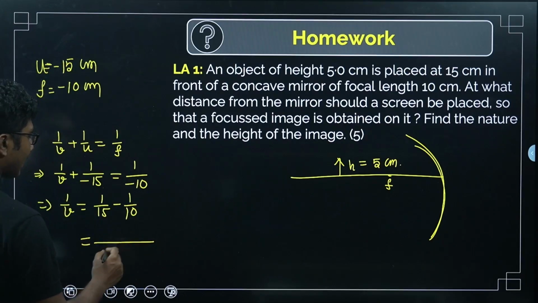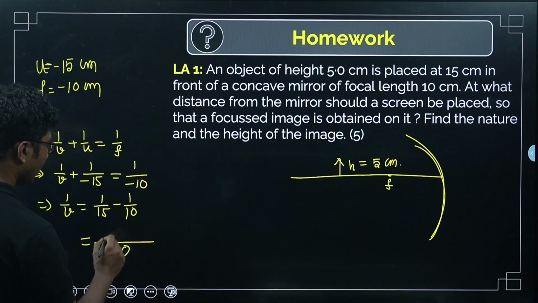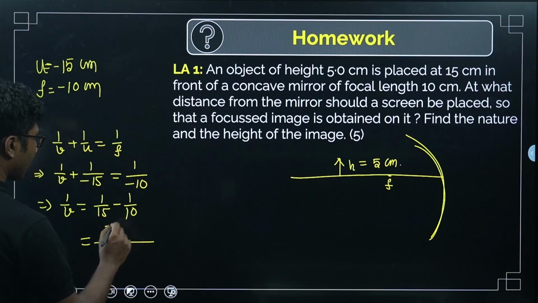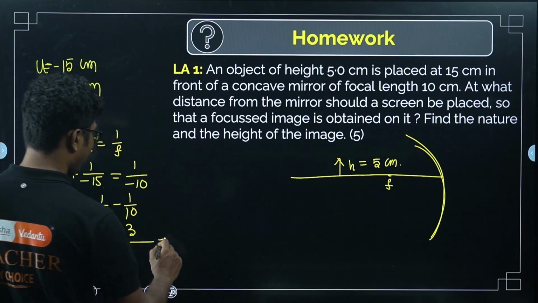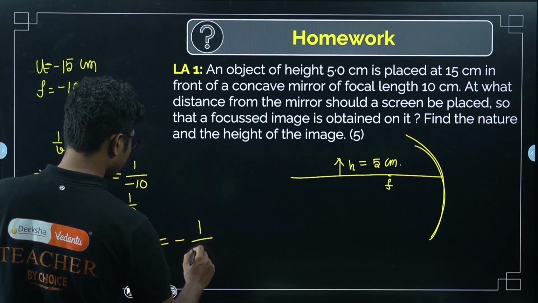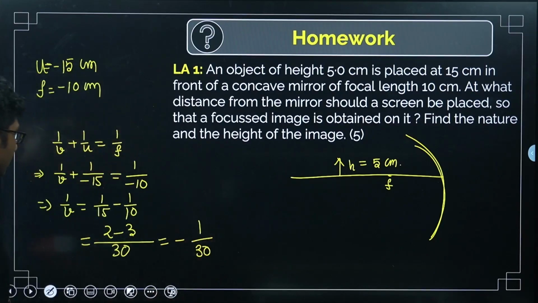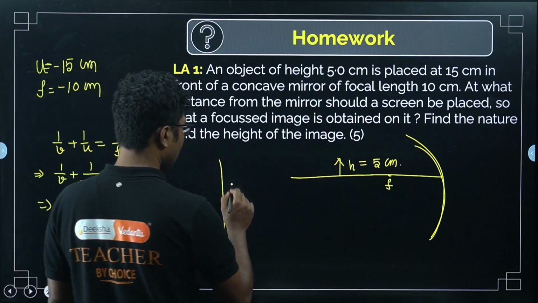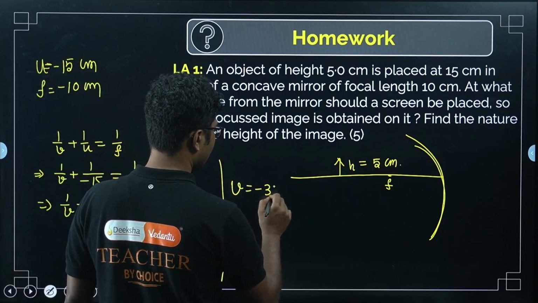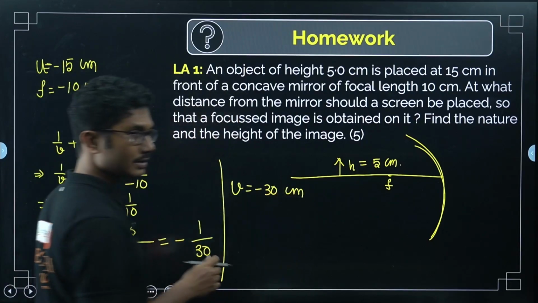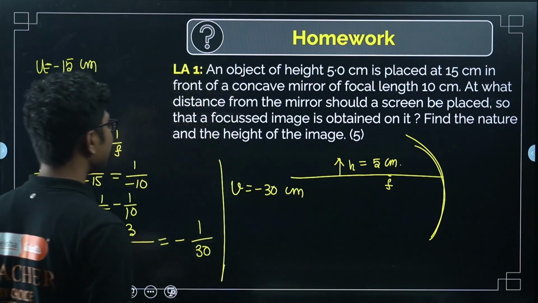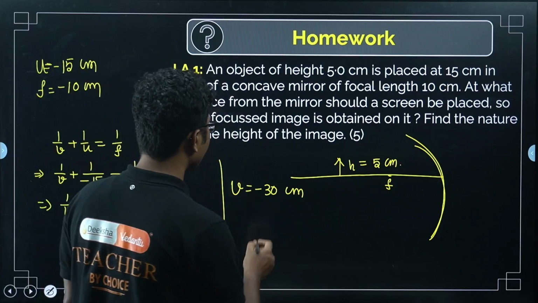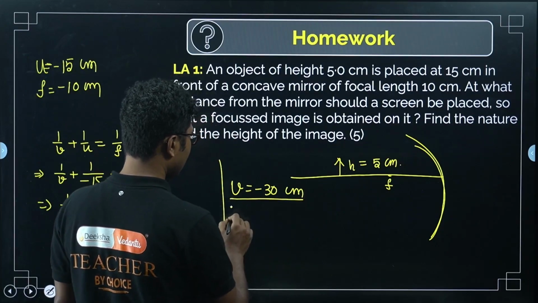What is the LCM? LCM is 30. Okay, 2 15s are 30 minus 3 10s are 30, so it will become minus 1 by 30. So V will be minus 30 centimeter. In this case also V is 30 centimeter, right? And find the nature and the height of the image. Obviously V is negative, means real image.